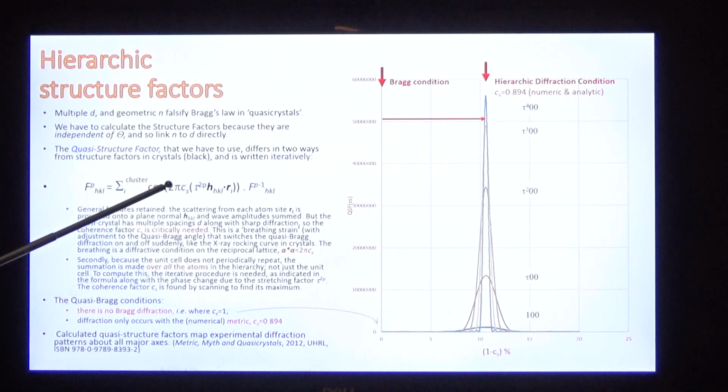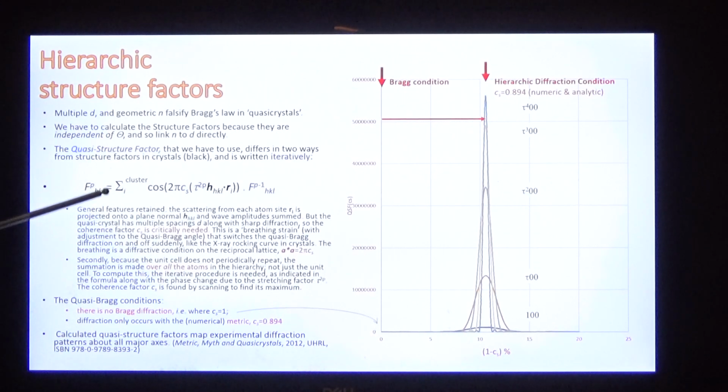In the quasi-crystal, look at the blue type. We make two adjustments. First of all, because we have multiple interplanar spacings, we include a coherence factor, CS. We'll come back to that. Secondly, because our unit cell is not periodically repeating, we have to sum over the whole quasi-crystal, not just the unit cell. And to do this, we need an iterative procedure.